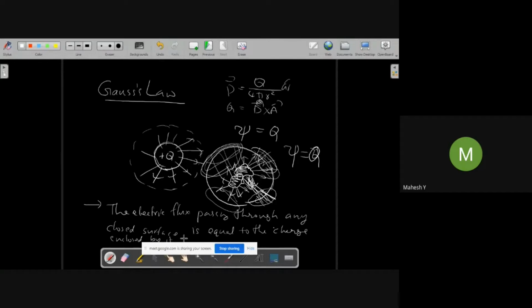So according to Gauss's law, this shape which we have to enclose need not be a sphere. It can be of any shape, but if it completely encloses that charge, then the total electric flux passing through that surface will be equal to the charge enclosed by it. Okay, so that is what Gauss's law says. Is this clear? Any doubts in this one?